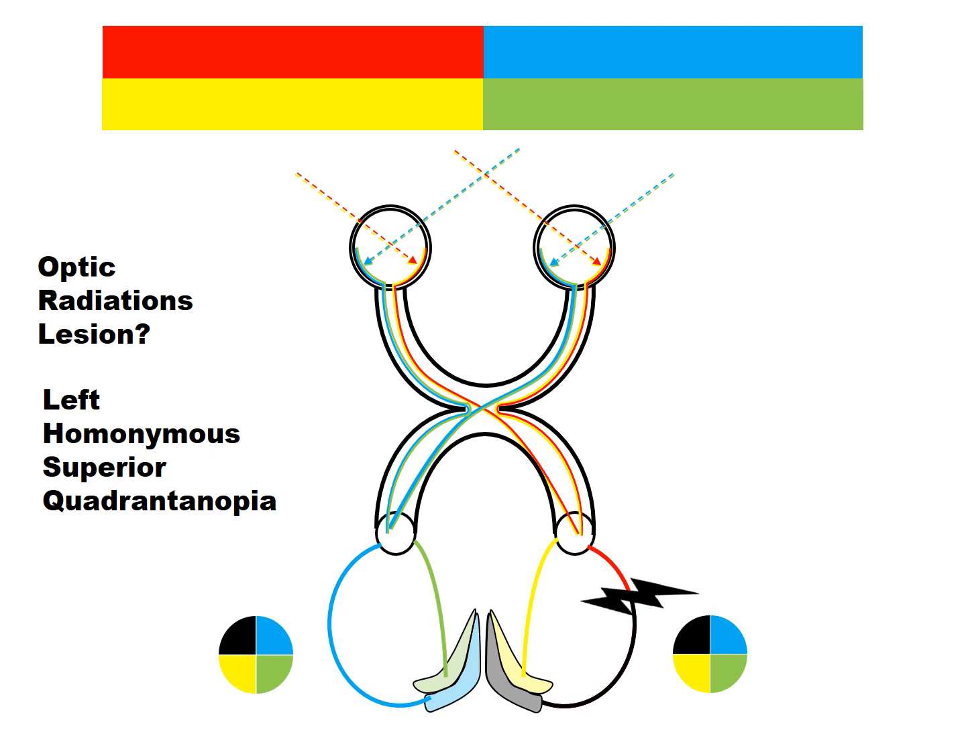Quadrantanopia indicates a defect in a quarter of the visual field, while homonymous is used once again to indicate that the same portion of the visual field is affected in both eyes. Left and superior are used to identify which one of the four quadrants is affected in this case. It should be noted that optic radiations carry sensory information from the contralateral and vertically opposite visual field.